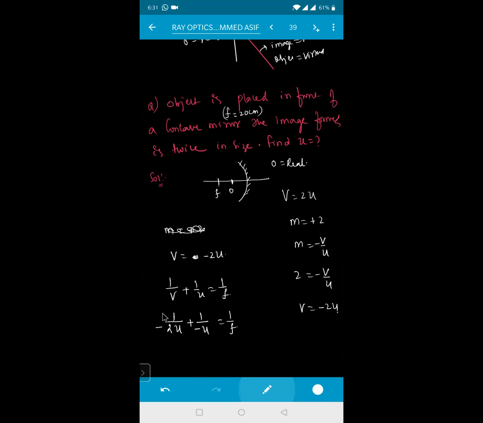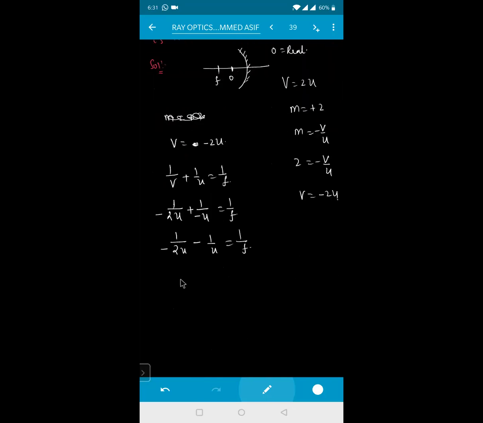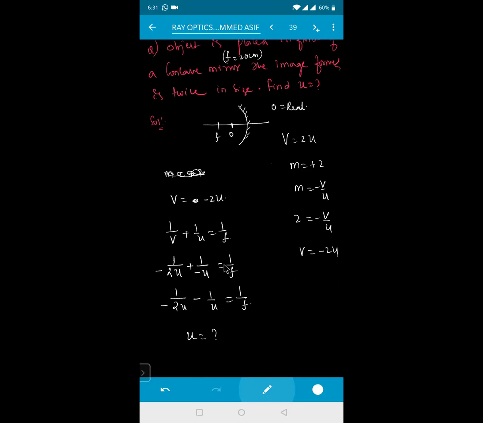So if I'm taking v is equal to minus 2u, plus this one is nothing but 1 by u, that is equal to 1 by f. So this will become minus 1 by 2u plus 1 by u is equal to 1 by f. Okay, so from this you can get the value of your object distance. It is asking the same, now find the value of u.